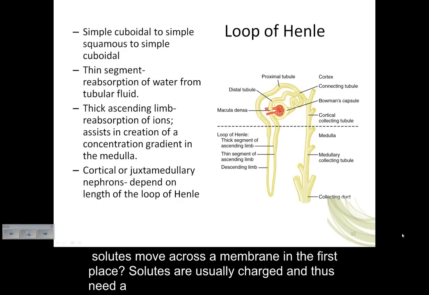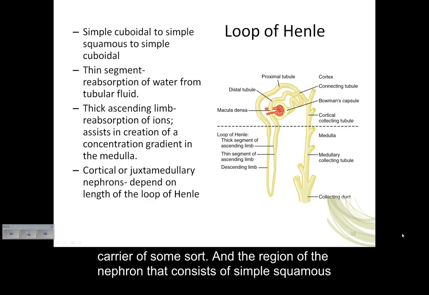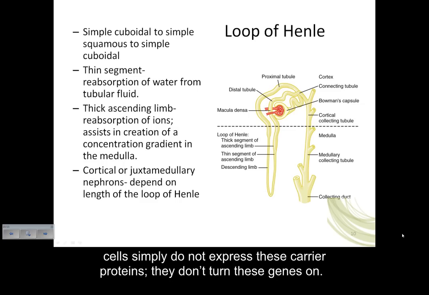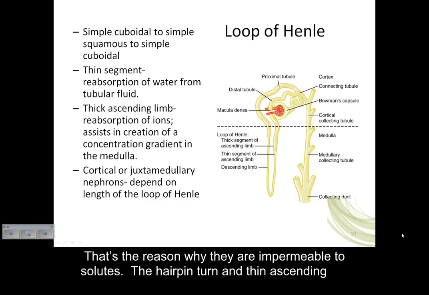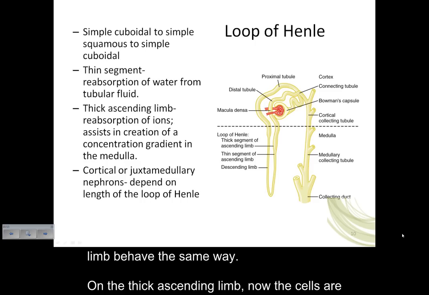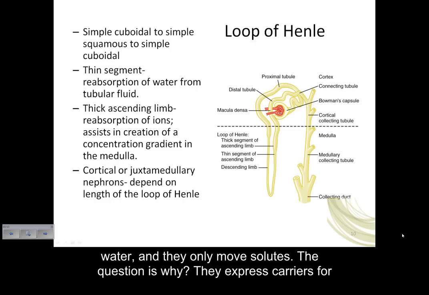Why? First ask yourself, how do solutes move across a membrane in the first place? Solutes are usually charged and thus need a carrier of some sort. And the region of the nephron that consists of simple squamous cells simply do not express these carrier proteins. They don't turn these genes on. That's the reason why they are impermeable to solutes leaving the nephron. The hairpin turn and thin ascending limb behave the same way.